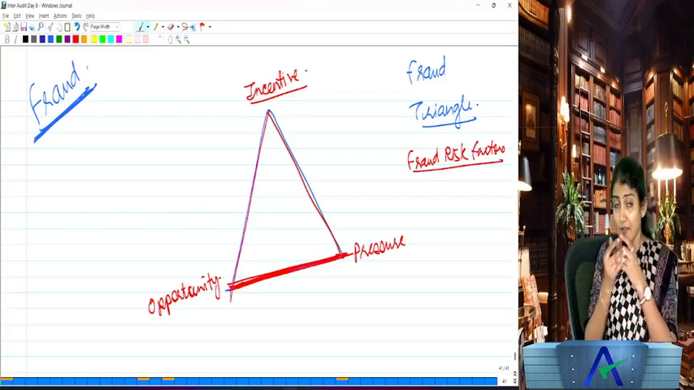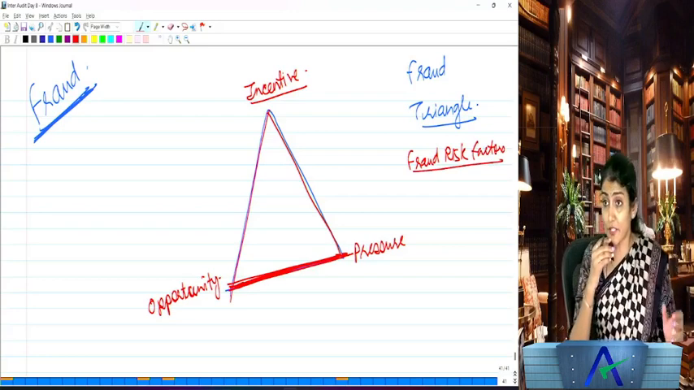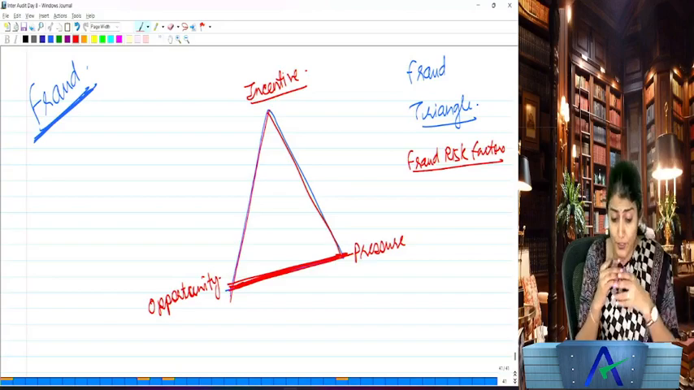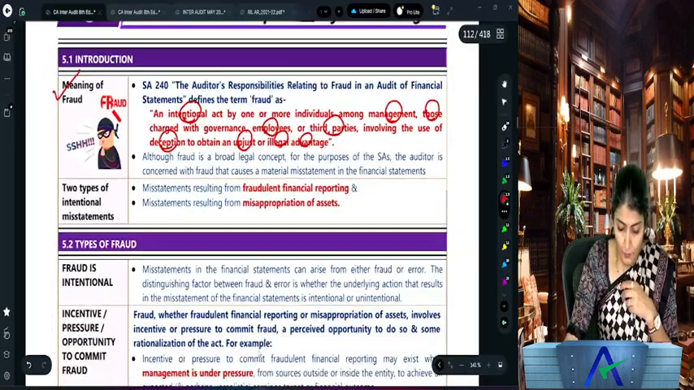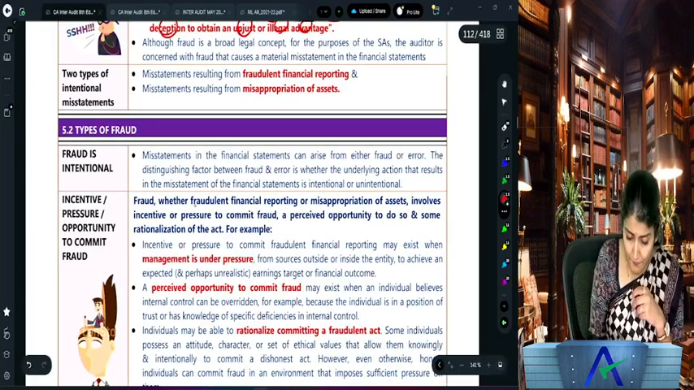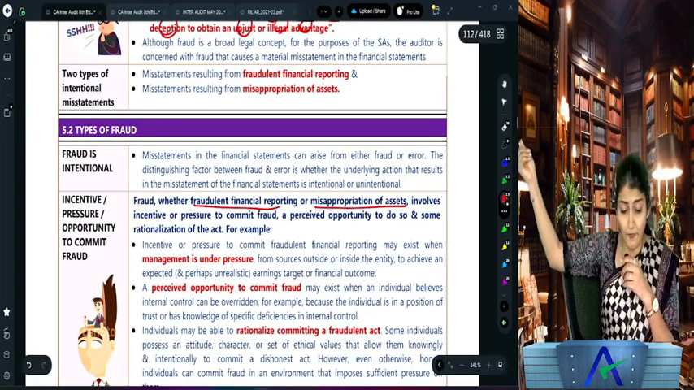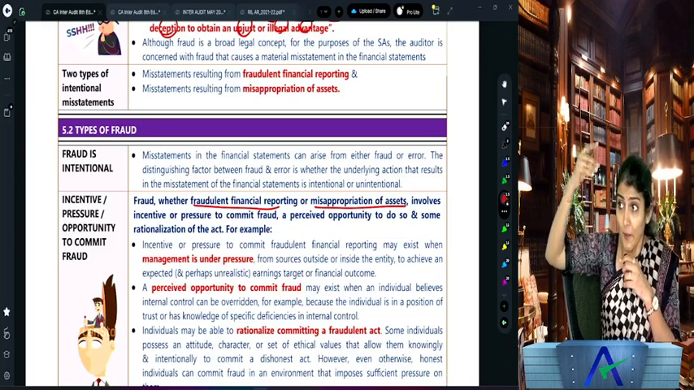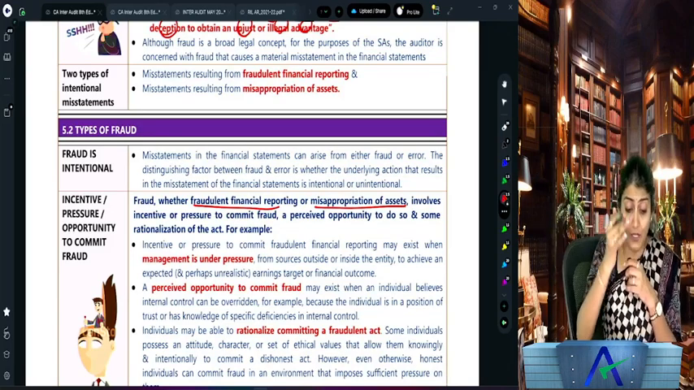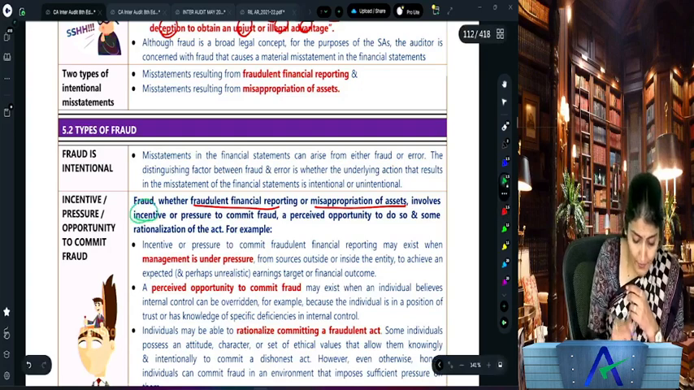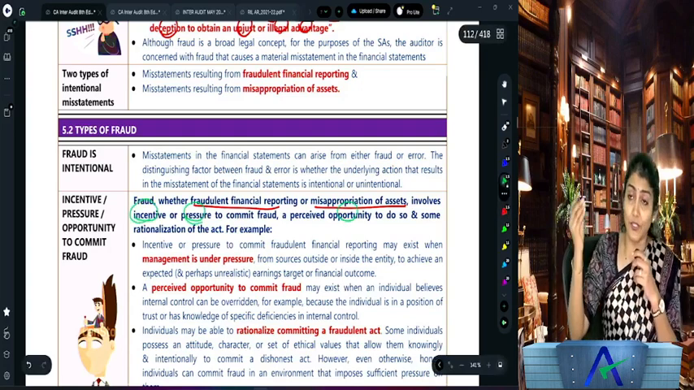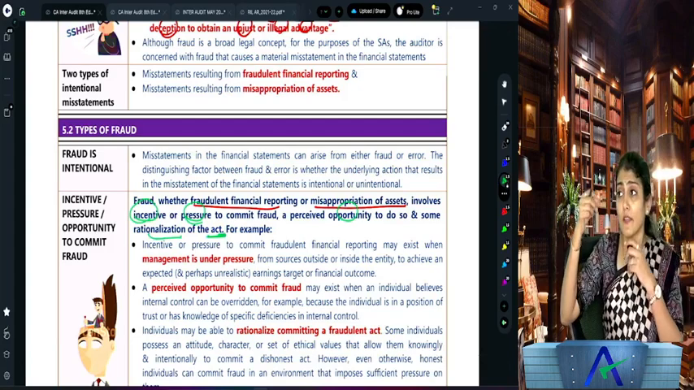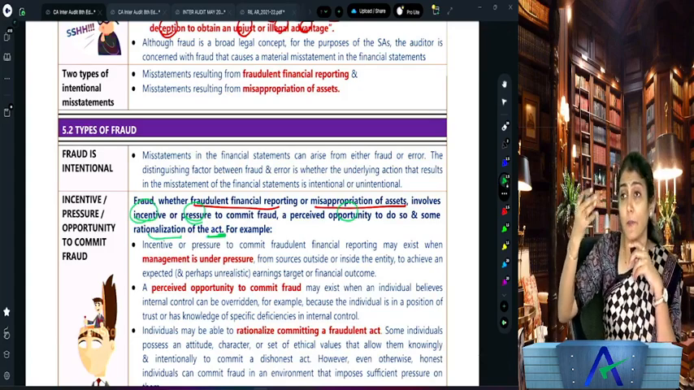What are fraud risk factors? Events, conditions, or situations which either provide an incentive, or put a pressure, or provide an opportunity to commit a fraud. Okay, right. So whether it is FFR, fraudulent financial reporting, or MOA, the misappropriation of assets, it has to involve an incentive or a pressure or an opportunity, and some rationalization of the act. The person who does the fraud rationalizes his act of committing a fraud.